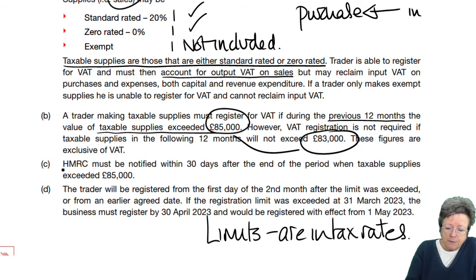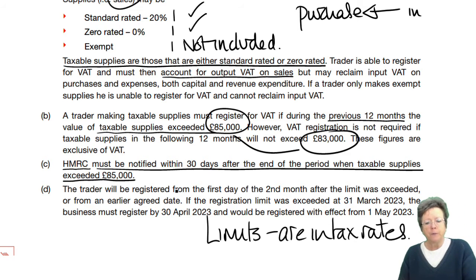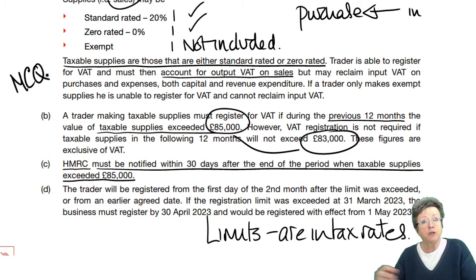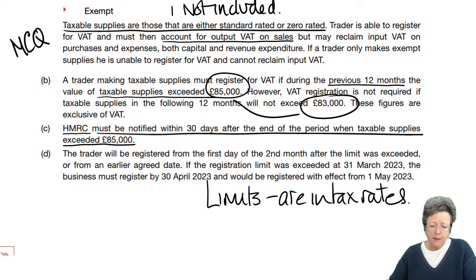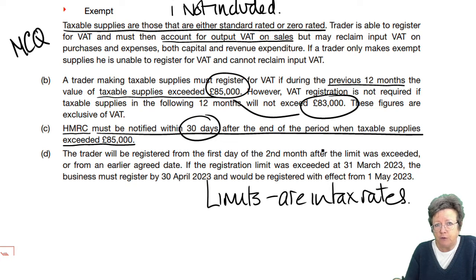And then HMRC, which is the government department, must be notified within 30 days after the end of the period when the taxable supplies exceed 85,000. You can see that this section could very much be multiple choice questions that you might get in the first section of your exam. So you must notify within 30 days of the end of the period, which is normally the end of the month. Then you will be registered from the first day of the second month after the limit was exceeded.